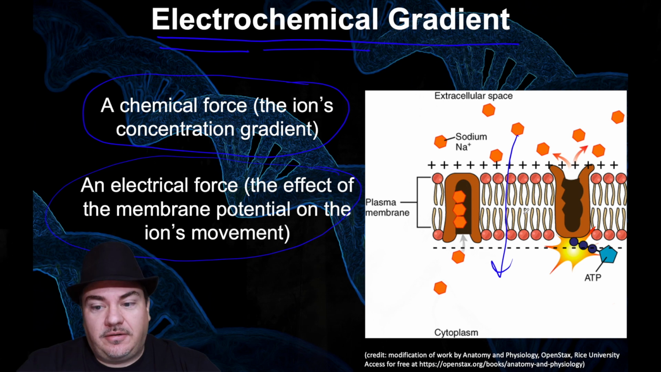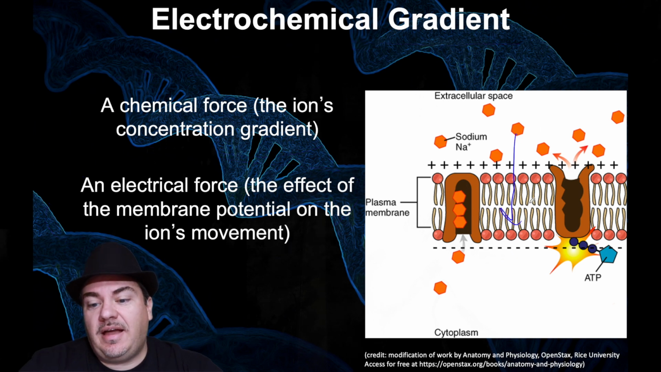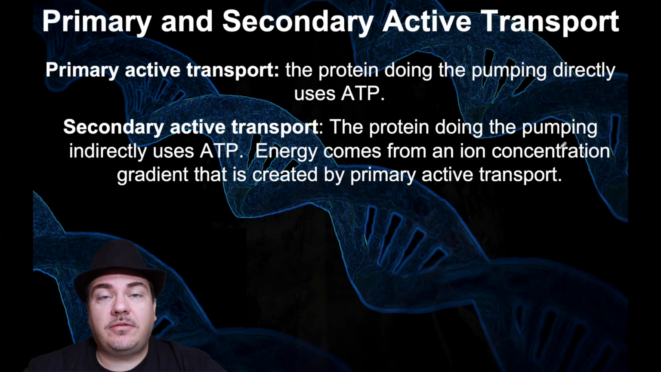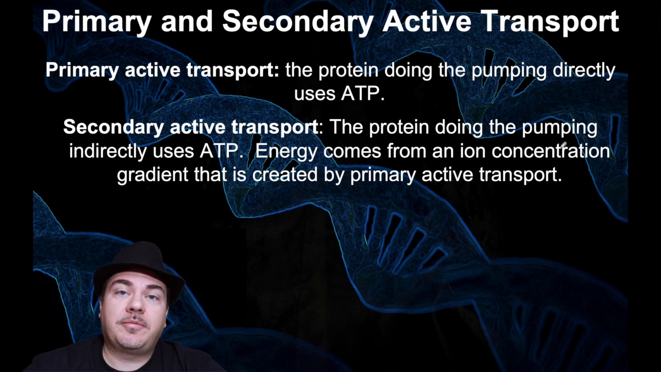However, since they're an ion, they cannot cross right through the phospholipid bilayer because they're going to be hydrophilic, so they won't go through the hydrophobic center of that membrane. So with active transport, there's a few different types. One type is called primary active transport. Another type is called secondary active transport.